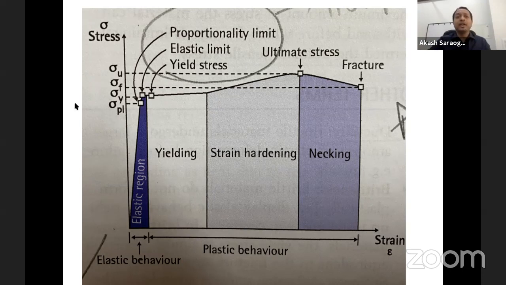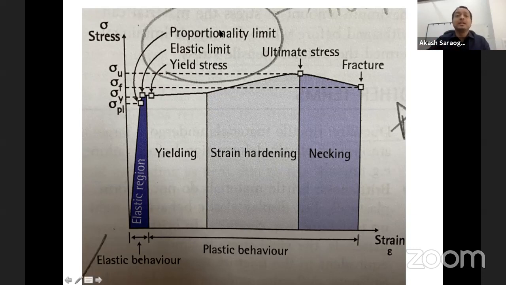The second point that we see over here is the elastic limit. What does elastic limit mean? From this point onwards, if I apply more stress, this object is going to change from elastic to plastic. So any stress above the elastic limit is going to cause a permanent deformation of an object.